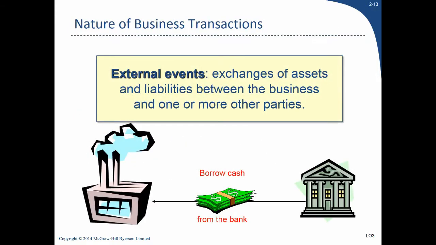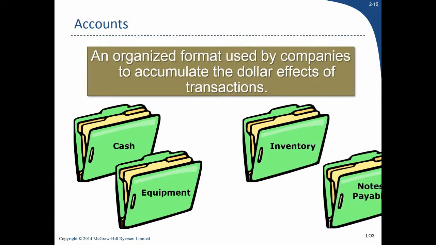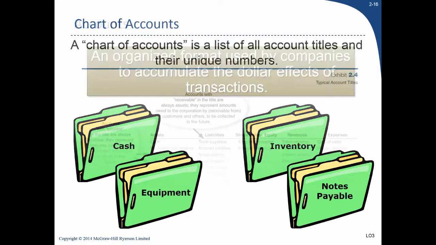External events happen between the business and one or more parties. So in this case, you can borrow cash from the bank. There's two parties involved. There's also internal events. If we incur fire damage, we're the only party affected. Maybe our insurance will cover it, but there's only one side to this transaction. So there's two types. Okay, what are accounts? It's just an organized format used to accumulate the dollar effects of transactions. So what does that mean? Well, let me see what the next slide looks like.